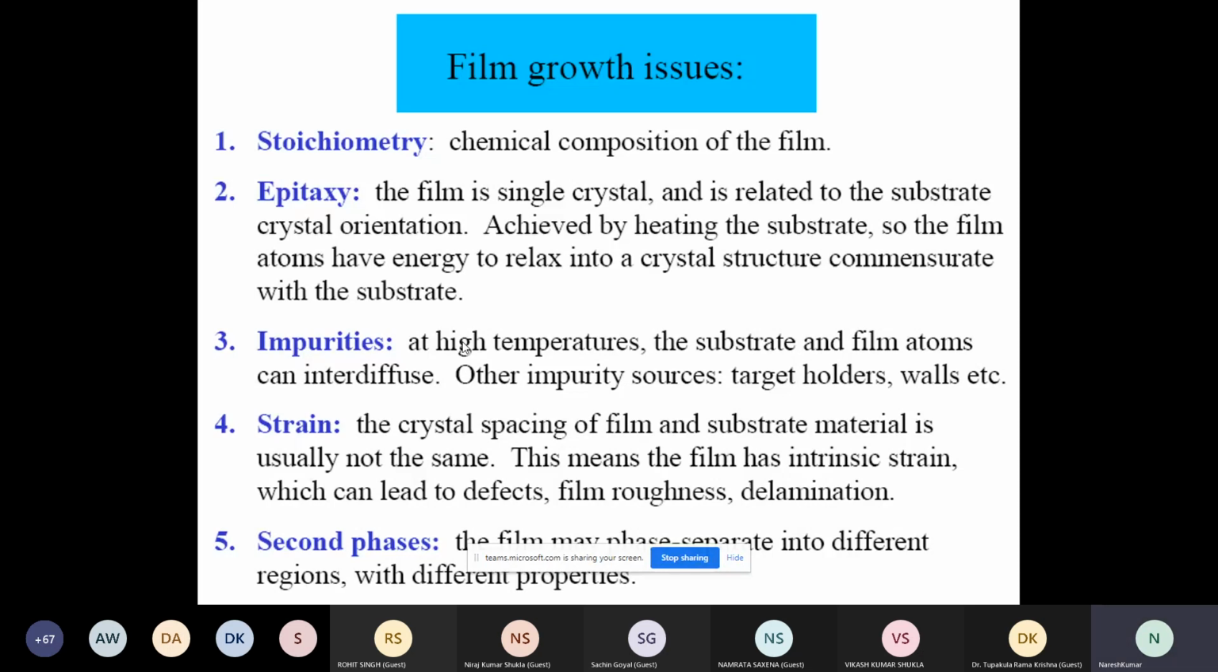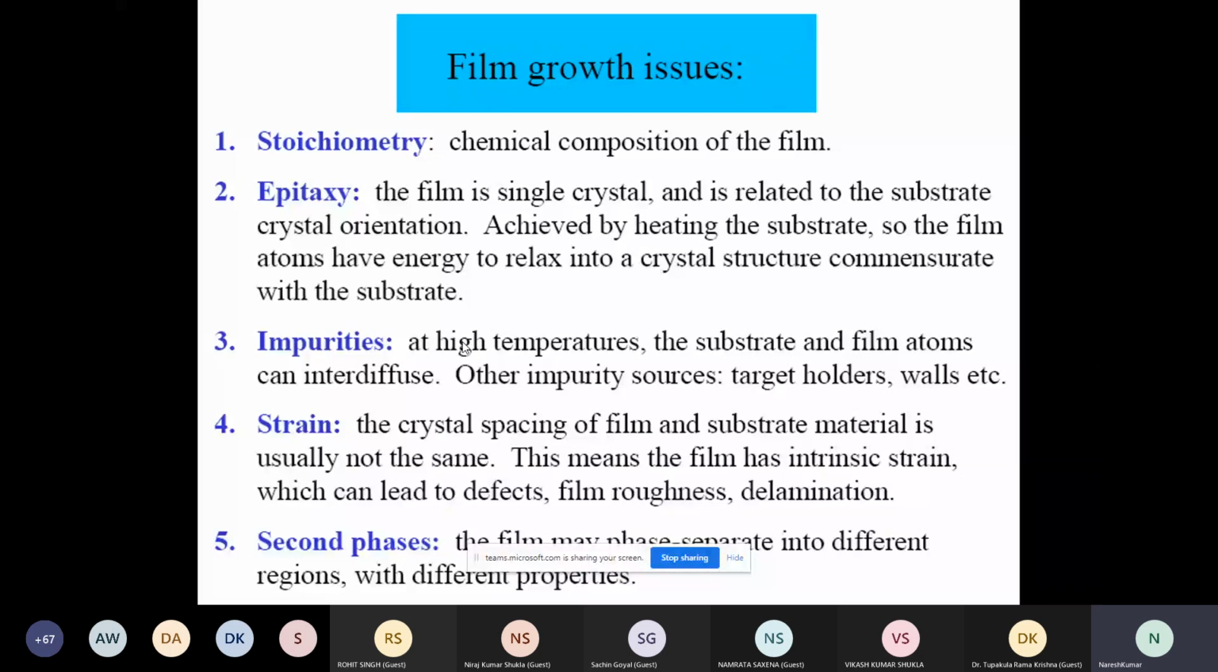Next is, if I am interested in growing high quality oriented thin films, then one has to look at epitaxial growth. And for epitaxial growth, one has to choose the substrate wisely. If you cannot do that, then perhaps you will not be able to grow an epitaxial film.